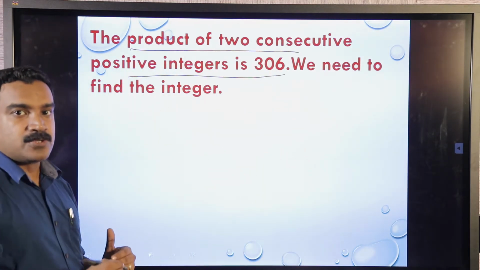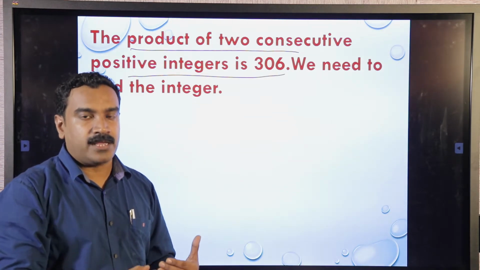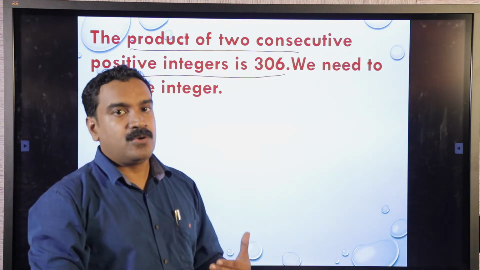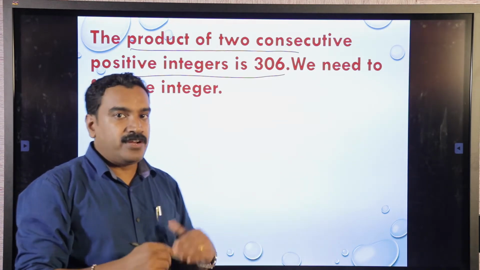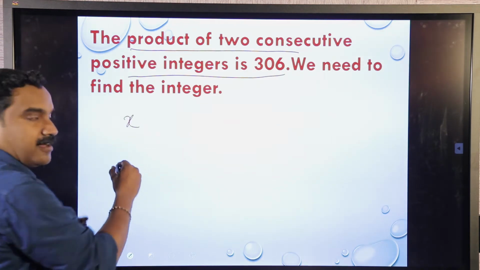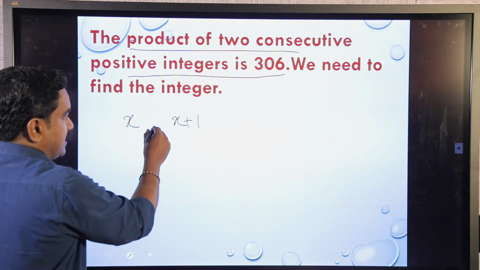What are consecutive positive integers? 13 and 14. These two are consecutive positive integers. So if the first number is 13, the next number is 14. How? 13 plus 1 is 14. So we don't know the number, let the number be x. If the first number is x, what is the second number? x plus 1. So the numbers are x and x plus 1.